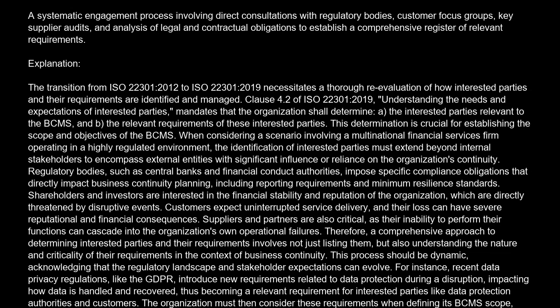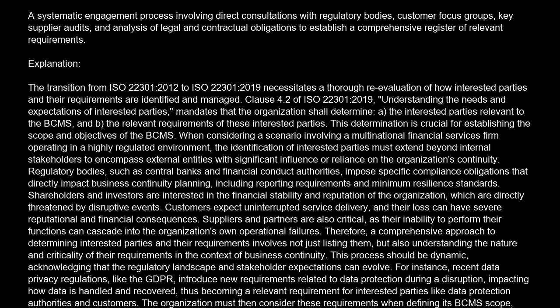The correct answer is B. A systematic engagement process involving direct consultations with regulatory bodies, customer focus groups, key supplier audits, and analysis of legal and contractual obligations to establish a comprehensive register of relevant requirements.